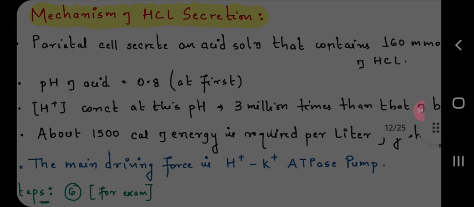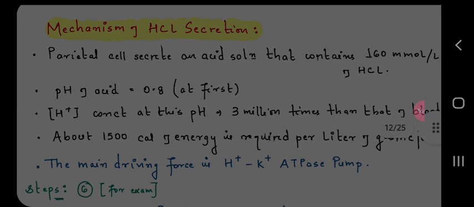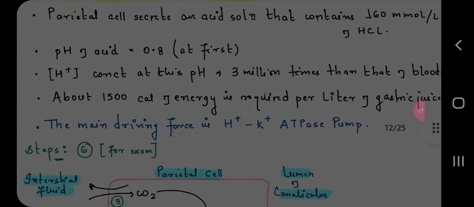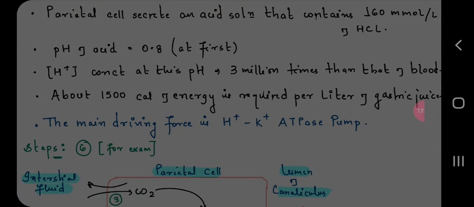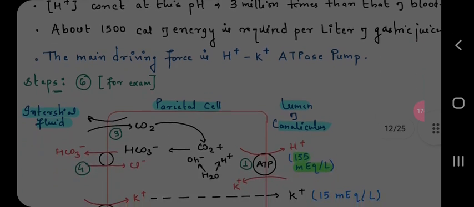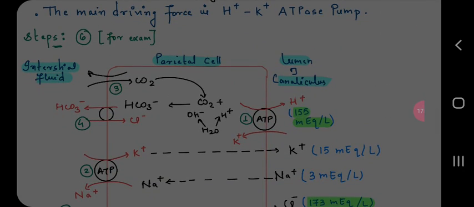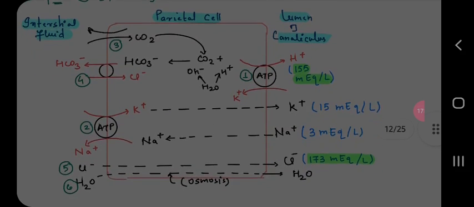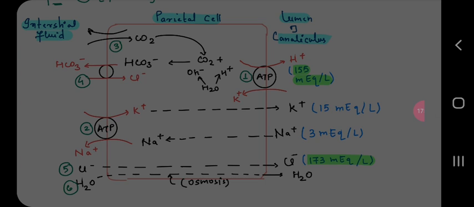Mechanism of HCl secretion. Parietal cell secretes an acid solution that contains 160 millimole per liter of HCl. pH of acid is 0.8 at first, H plus concentration at this pH is 3 million times that of blood. About 1500 calories of energy is required per liter of gastric juice. The main driving force is the H plus K plus ATPase pump. This is very important.